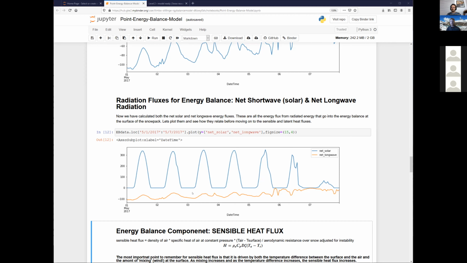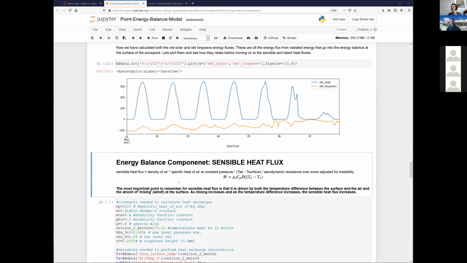Okay. So now what we're going to do is we're going to go talk about the sensible heat flux. And so if you remember, Carl talked about sensible and latent heat flux in his lectures, but for the sensible heat flux, we don't actually have a sensor on the station. There isn't a sensor that can directly measure it. What we basically need to do is we can measure a bunch of other properties of the environment and use that to calculate the sensible heat flux.